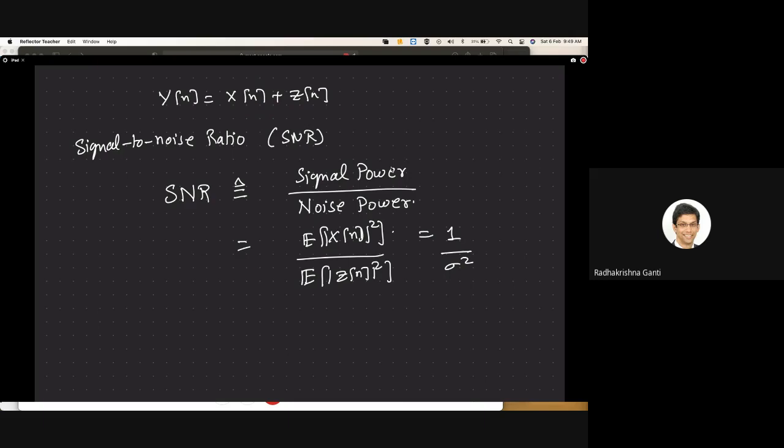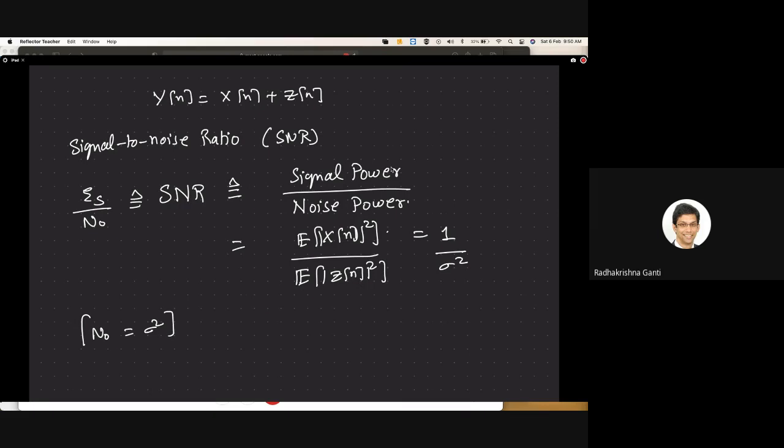This is also sometimes denoted as ES by N0. In general, N0 and sigma square are related. Most of the times you can think of N0 as equal to sigma square. There's a time scaling factor which we don't generally put, but there's some interpretation for this. You can think of N0 as the power spectral density, and that's equal to sigma square, because the time gets cancelled. This is energy, not power, and this is spectral density, so the time gets cancelled and becomes power.